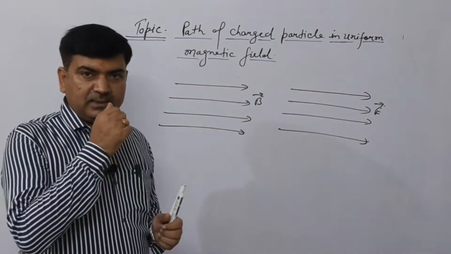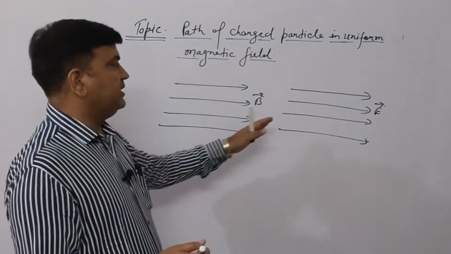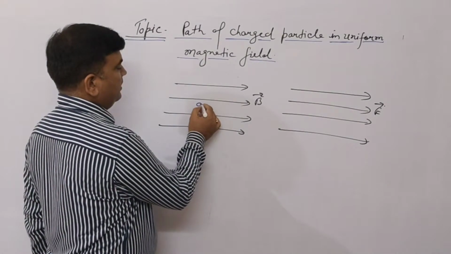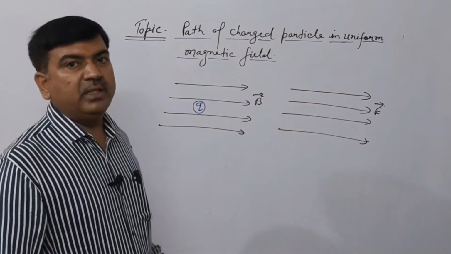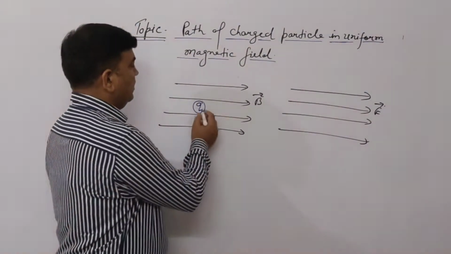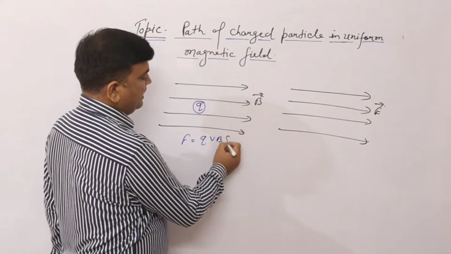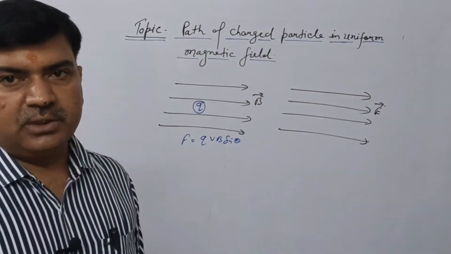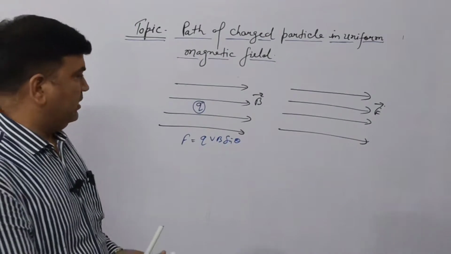What is the difference on the charged particle inside the magnetic field and inside the electric field? If any charged particle is put in this magnetic field, what is the effect? Everyone remember this formula, F equal to qvB sine theta. It is called the Lorentz force, the force on the charged particle in the magnetic field. F equal to qvB sine theta.